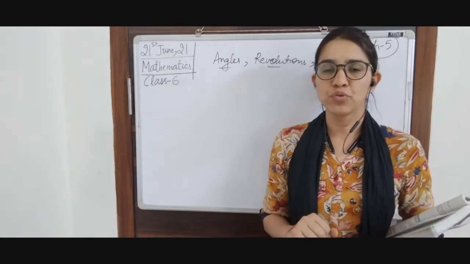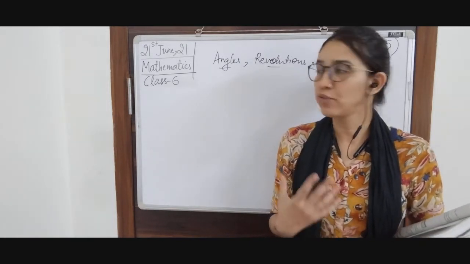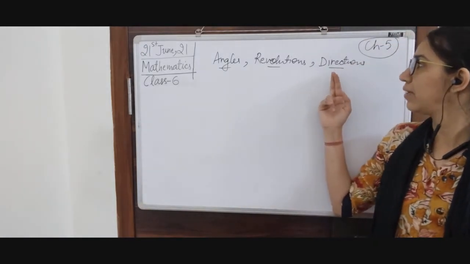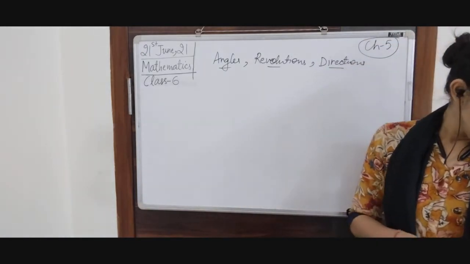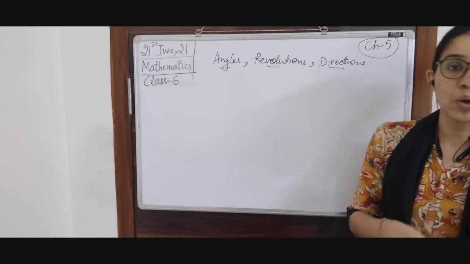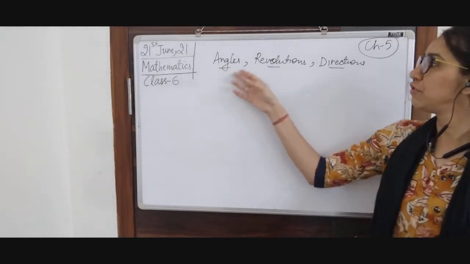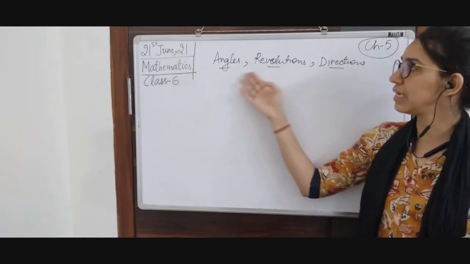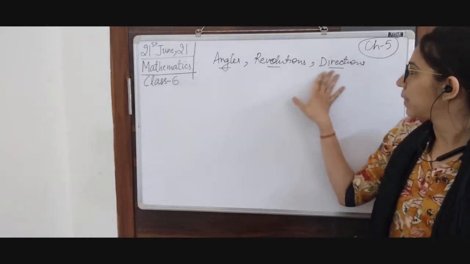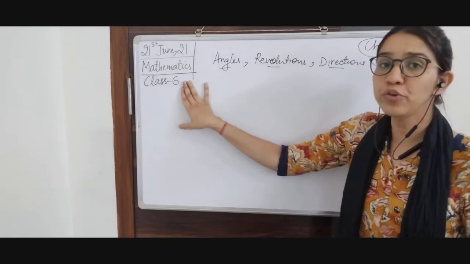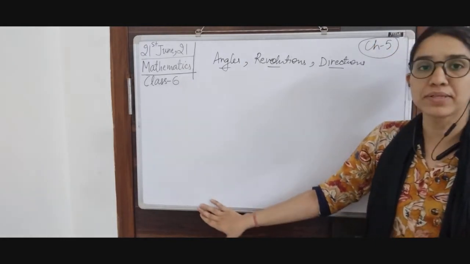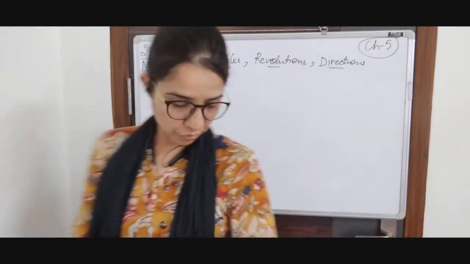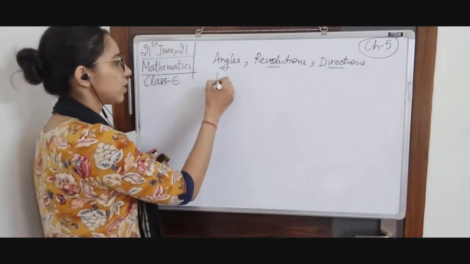Now we are going to move on to the next exercise, and we are going to talk about angles, revolutions and directions. We are going to talk about how these terms, which may look unrelated to us at first glance, are very much intertwined with each other and help us in solving real life problems. So we are going to talk about angles first.